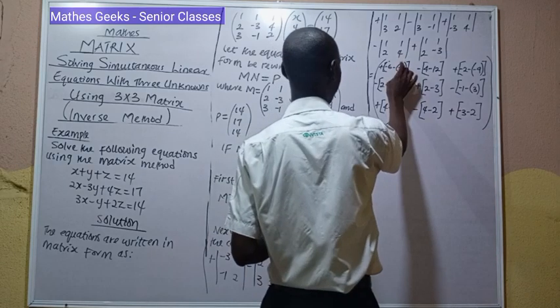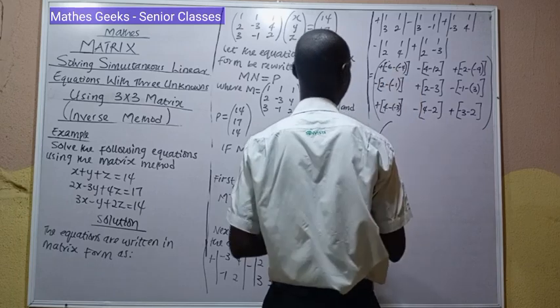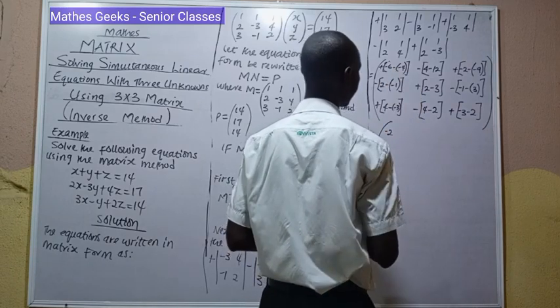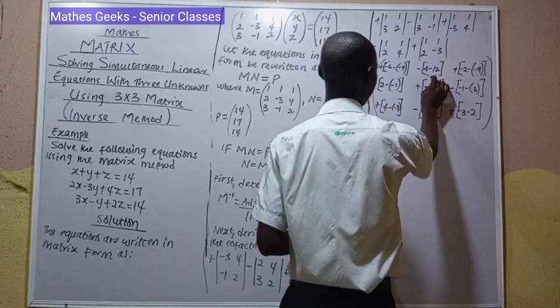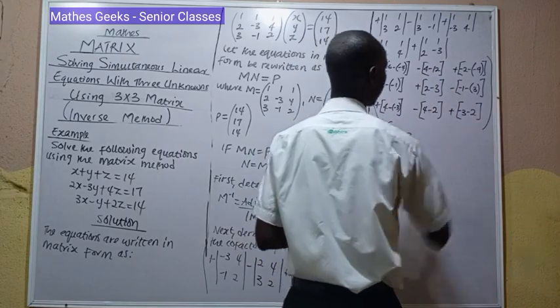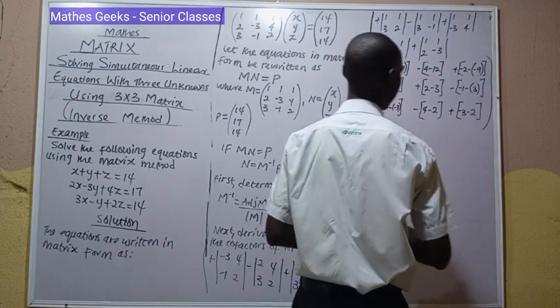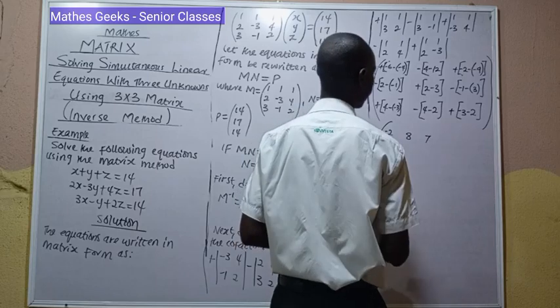So minus times minus is plus. So minus 6 plus 4 is minus 2. Minus 2 times plus 1 is minus 2. 4 minus 12 is minus 8. Minus 8 times minus 1 is 8. Minus times minus is plus. Minus 2 plus 9 is 7. 7 times plus 1 is 7.